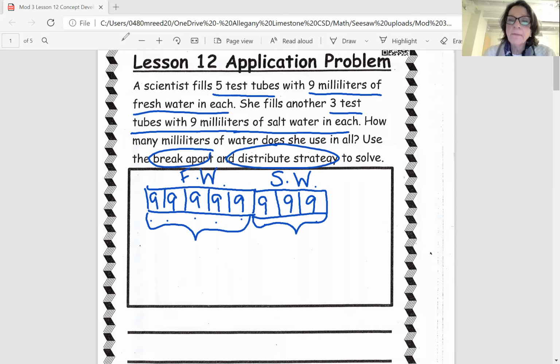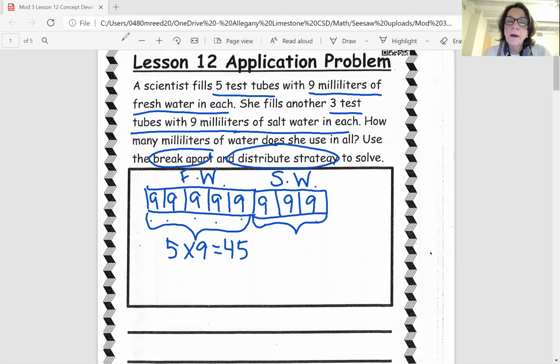And now I need to start writing my number sentences. When I look at this first part of my tape diagram, I'm going to say I have 5 equal groups of 9. What math fact can I write for that? Well, I can write 5 times 9. Now, it's pretty hard to skip count by 9, but because my other factor is a 5, I can skip count by 5 9 times. And if you do that, 5, 10, 15, 20, 25, 30, 35, 40, 45, you get 45. Some of you may have had that math fact memorized. All right, that represents the first 5 test tubes.